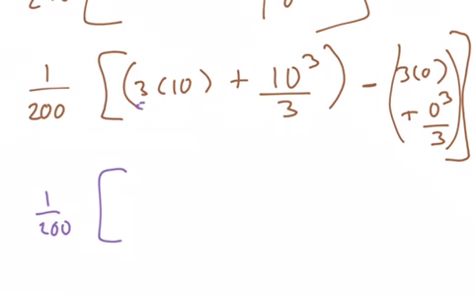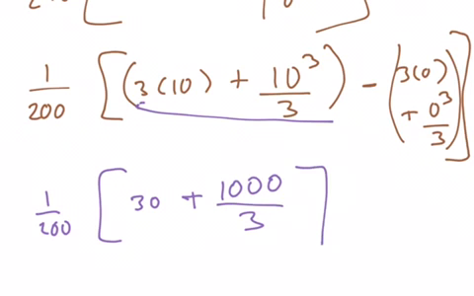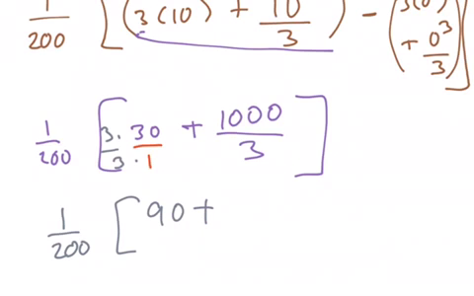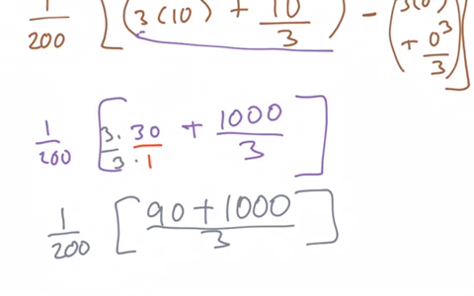Keep it going. We have 1 over 200. Again, all I'm doing is focusing on this part right here. 3 times 10 is 30, and 10 cubed is 1,000 over 3. To solve that, I have to clean it up. 30 becomes 30 over 1. Multiply top and bottom by 3. We're just doing algebra here. So we have 1 over 200 times 90 plus 1,000 over 3.